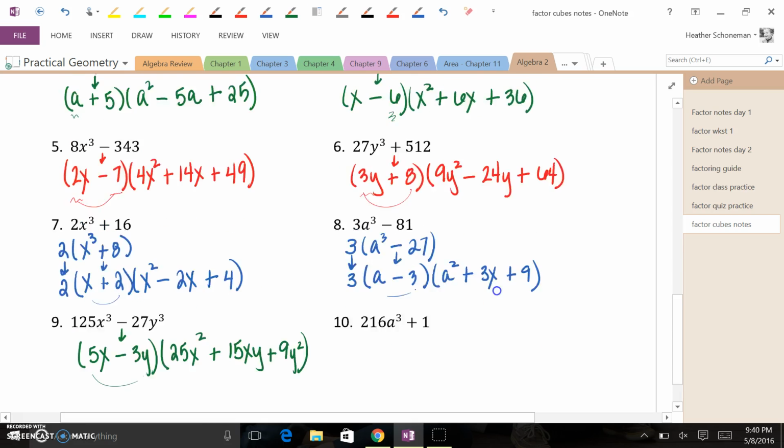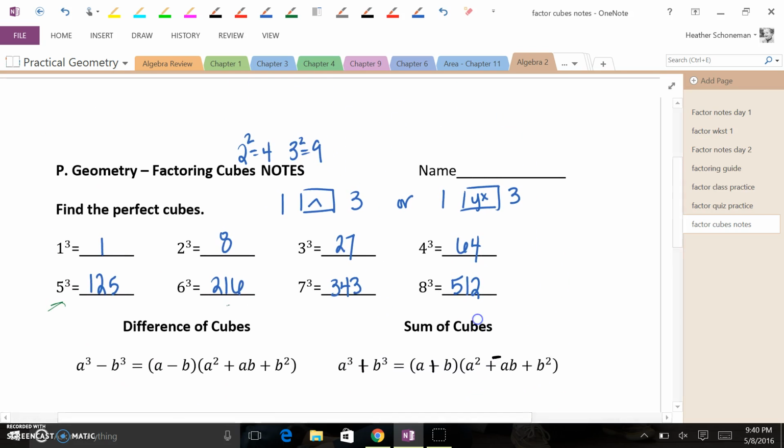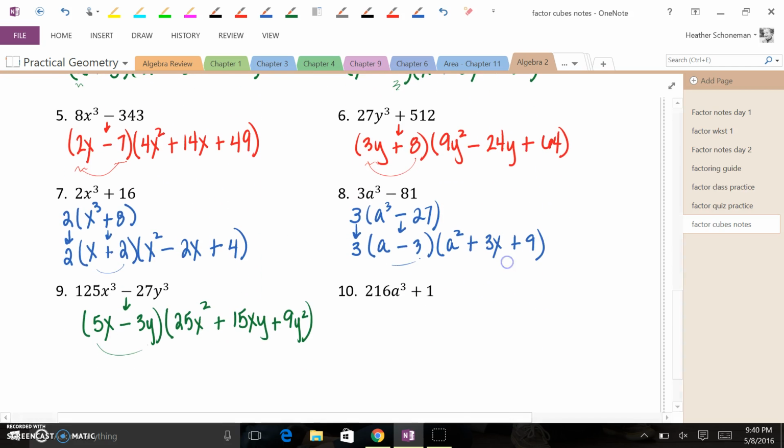Last one, 216 and 1. Well, 216's there, right, with the 6, and 1's there with the 1. Perfect. Okay, the cube root of 216a cubed is 6a. Carry the sign down. Plus the cube root of 1, 1. That's the easiest one. 6a squared would be 36a squared. Change the sign. Multiply the two things together. The last one is 1.